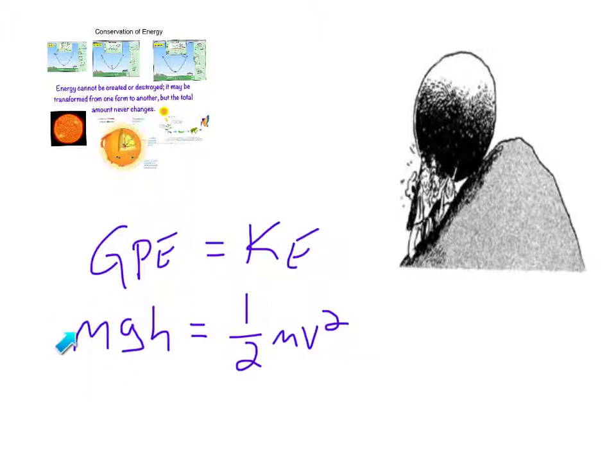We have to remember then our expression for gravitational potential energy is mgh, and kinetic energy is 1/2 mv squared. And we can see from this that we don't even need to know the mass of that boulder, because that mass is going to end up canceling in our calculation.